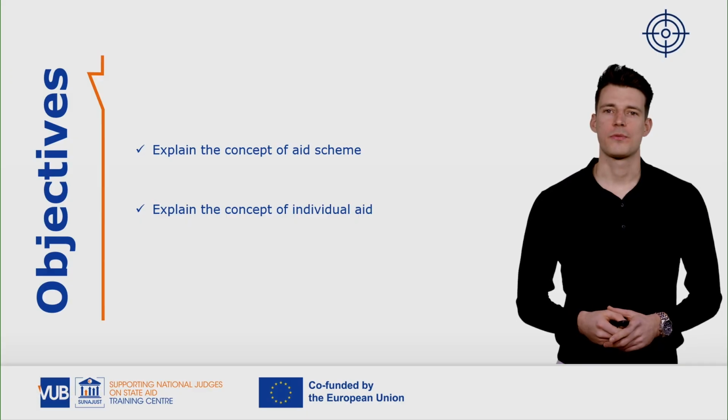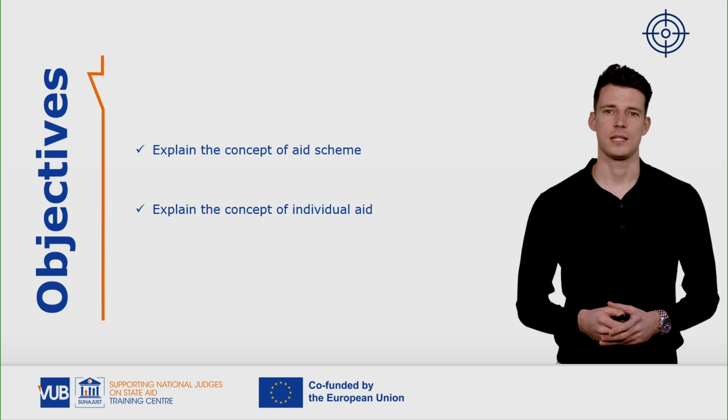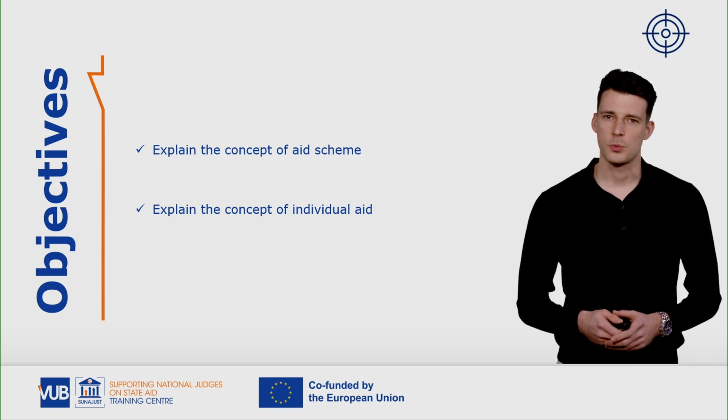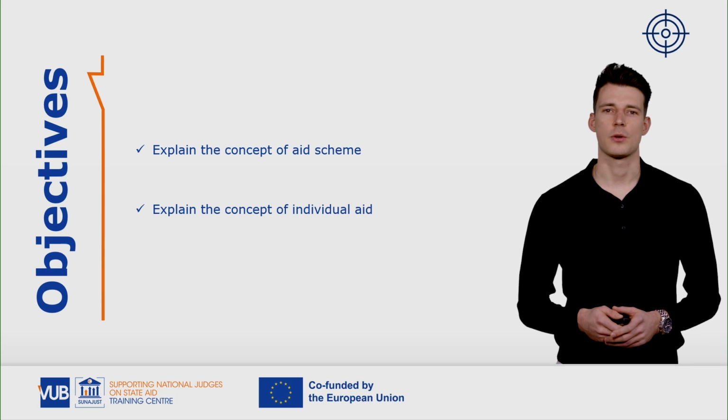Welcome to this clip on the difference between aid schemes and individual aid. State aid takes the form of either an aid scheme or individual state aid. Since these two concepts lead to different procedural consequences, it is important to discuss what exactly falls under their scope. After watching this video, you should be able to explain the concepts of an aid scheme and an individual aid measure.